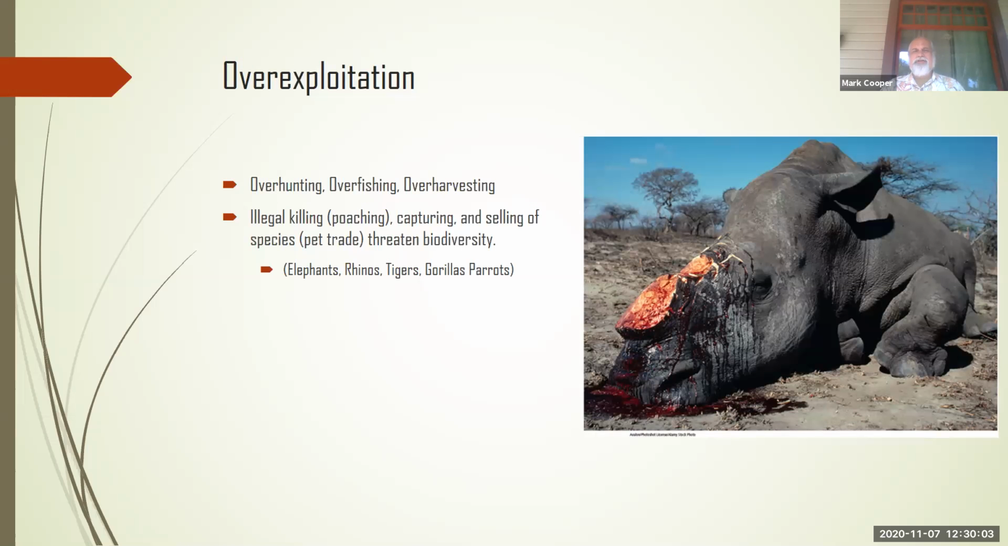Over exploitation, this is a very sad picture. Over hunting, overfishing, over harvesting. It's just using things way too much, not within a sustainability framework. So illegal killing, capturing, selling of species threaten biodiversity. There's all kinds of different species. So here you see a rhino being killed for its horn. The horn is thought to be an aphrodisiac. It is made of keratin, which is what your hair is made of and your fingernails. It is not an aphrodisiac. So killing this magnificent species for that is beyond ridiculous.